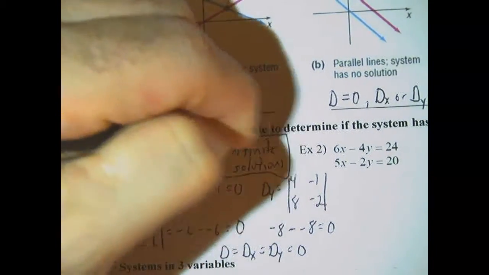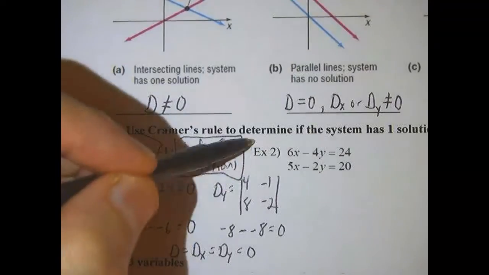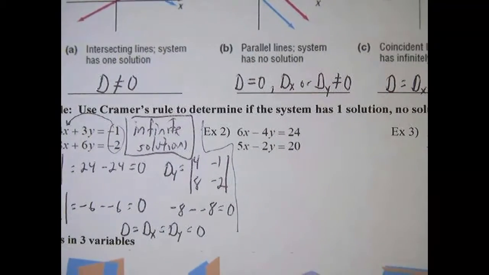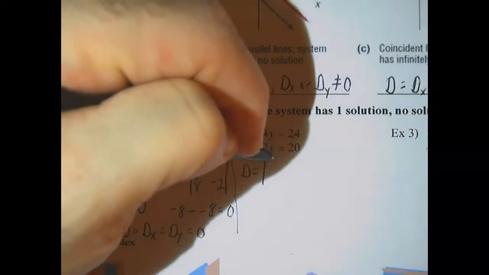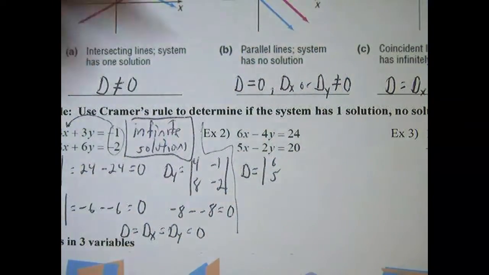All right, let's see what happens with the second one. So let's kind of separate this out. Let's look at D first of all. D is equal to the determinant 6, 5, -4, -2.